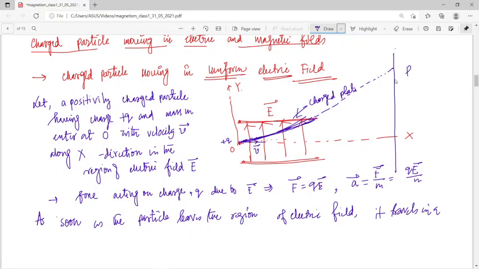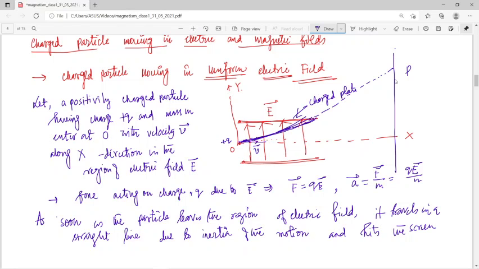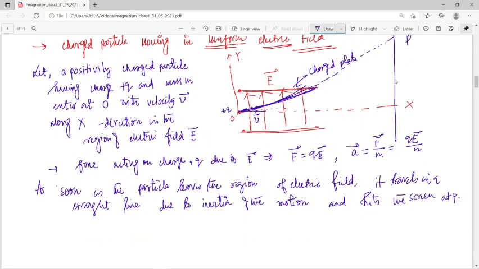travels in a straight line due to inertia of the motion. And what will it do? It will hit the screen, at which point? At P, and let's say I have to find the locus. It may be possible that they ask you to find the locus of the particle.